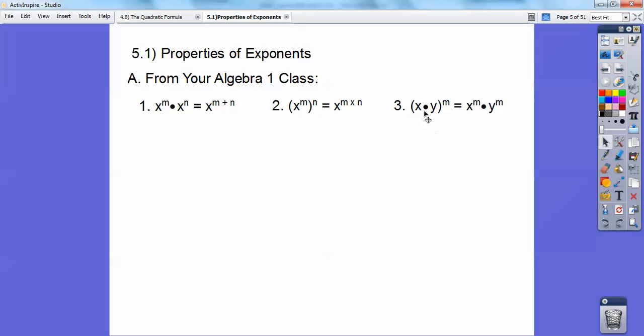All right, and if you have two numbers inside of parentheses being multiplied, being raised to a power, then each one of those numbers is raised to the power. So x to the m times x to the n. It does not work if there's a plus sign or a minus sign in there, only when there's a multiplication sign, or a division sign actually. Anything to the 0 power equals 1.